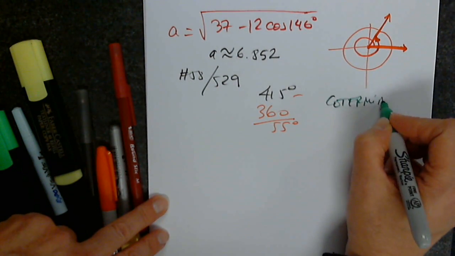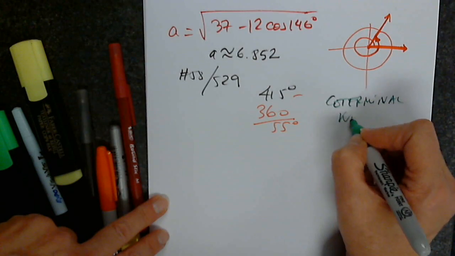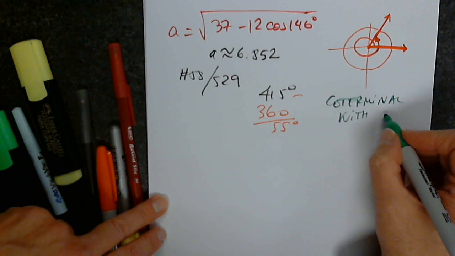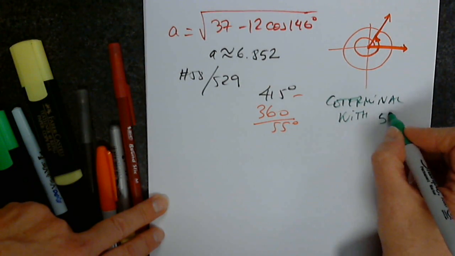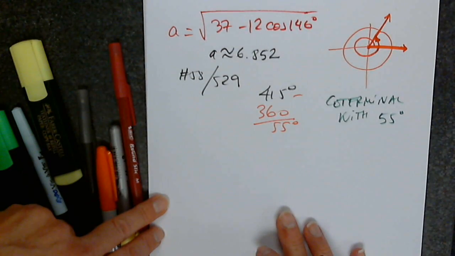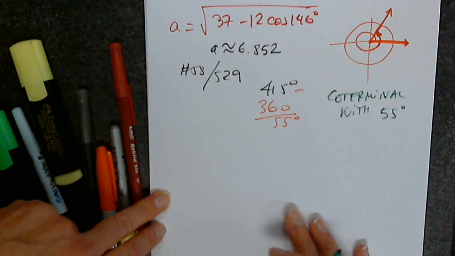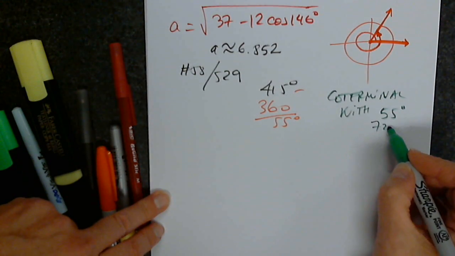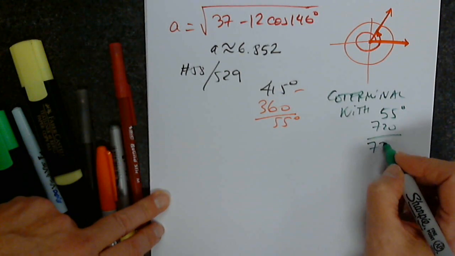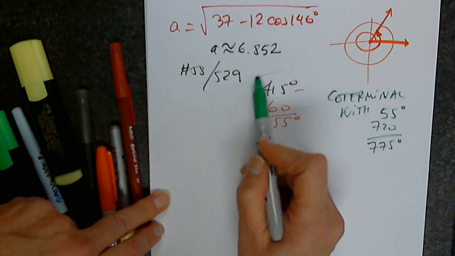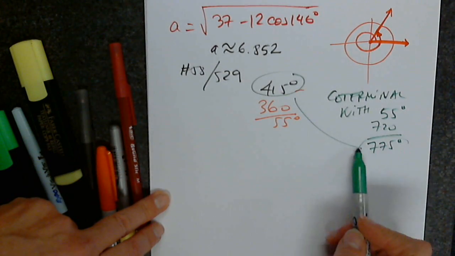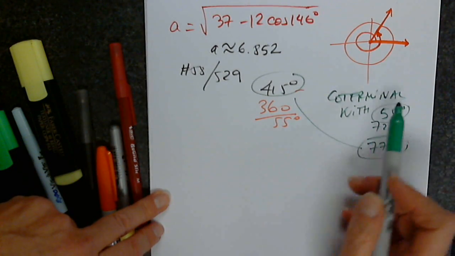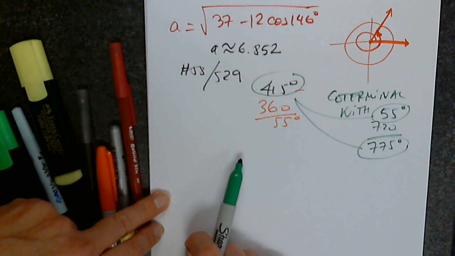Co-terminal with 55. Is this the only angle? No. I can say 55 plus 2 complete rotations. I'm going to say 720. It's also 775. So 415 is coterminal with 775 as well as it's coterminal with 55.